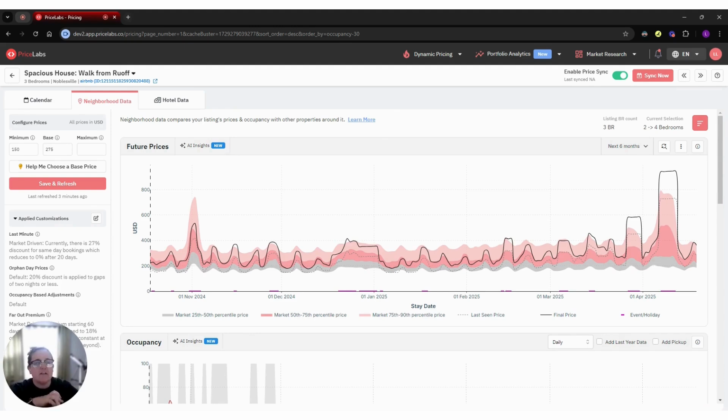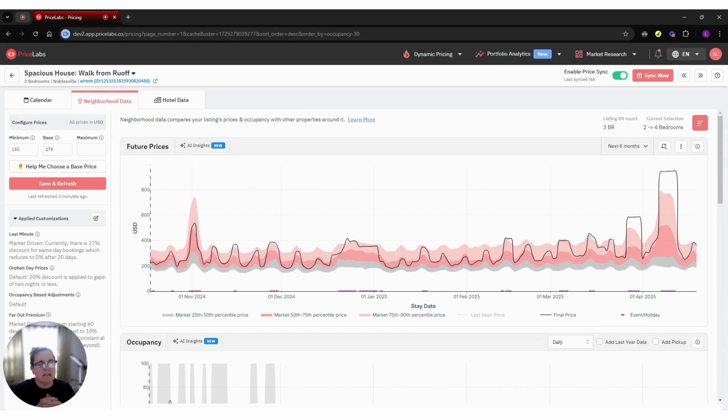So the first chart that we see here is the future prices graph. What this shows you is the prices that you have set inside of PriceLabs, which would fall onto this black line here that you see, and compares that to what the prices of the market are. As you can see in the background, there's a couple of colors. There's the gray, there's the deep red, and then there's the light red. Those are going to be different percentiles of the market.